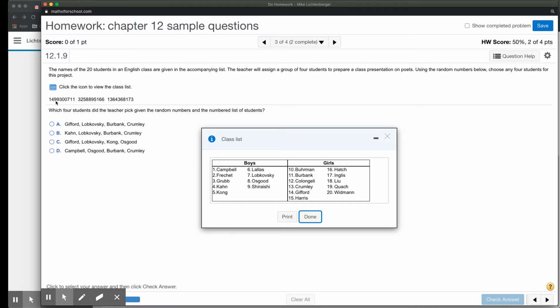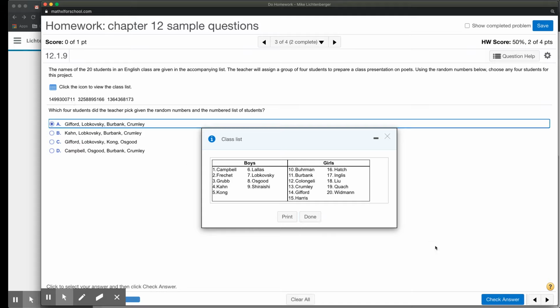Okay, then we have 99. That's too high. Then we have 30. That's too high. Then we have 07, which is Lobkowski. Let's see, A and C, those are both still in. Then we have 11, which is Burbank. So Burbank is the third one. So the only one where that works is A.